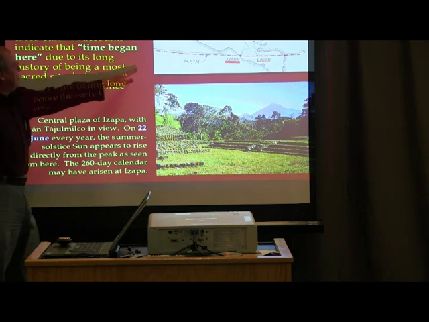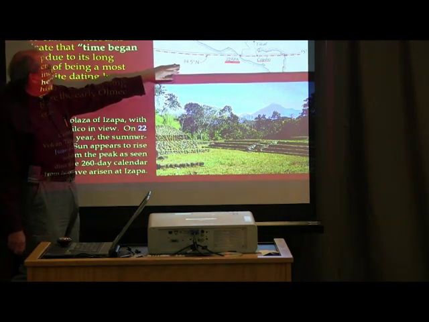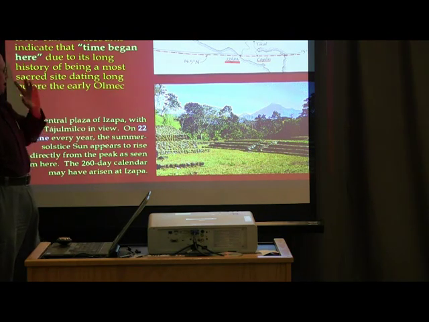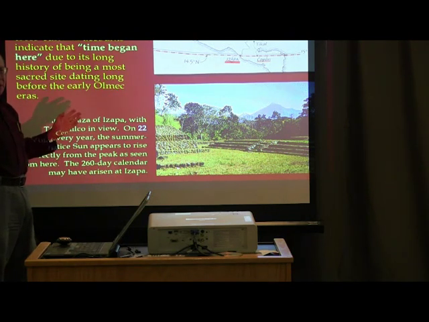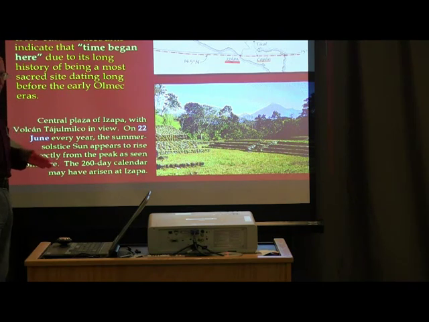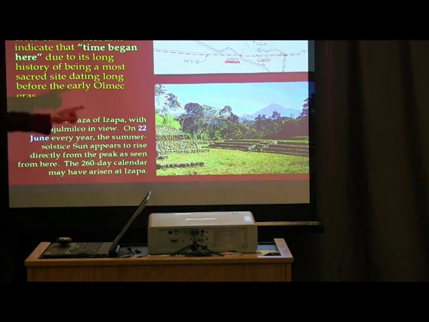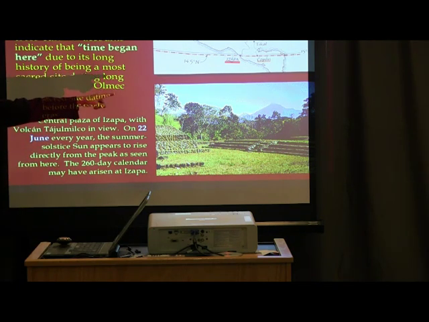Izapa sits on this latitude here, 14.5, and it has solar transits on, I believe, April 30th and August 13th. The latter day is the more important. And Central Plaza of Izapa, this is from an old slide I had, to this day, on the summer solstice, the 22nd of June, the sun appears to rise right out of that mountain.